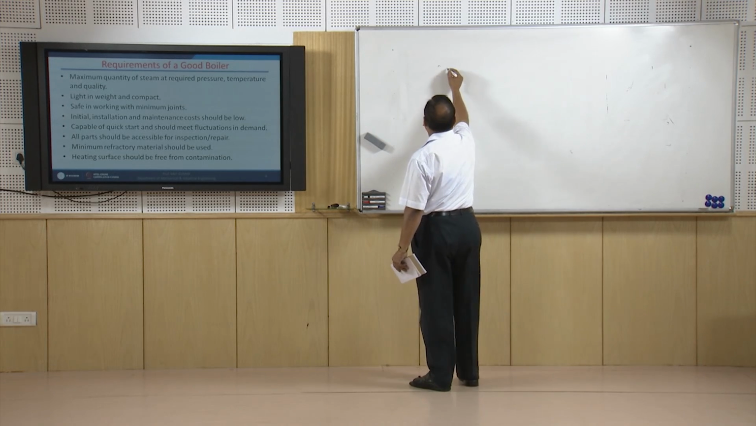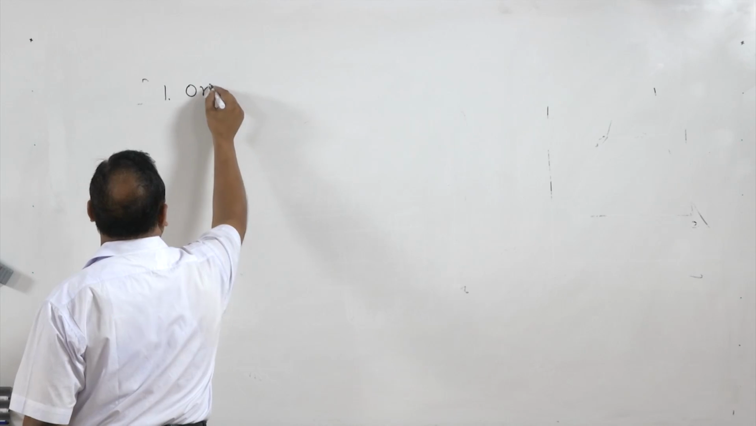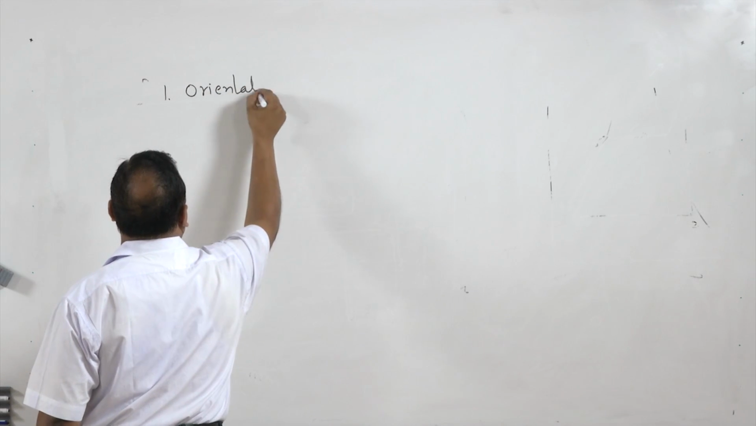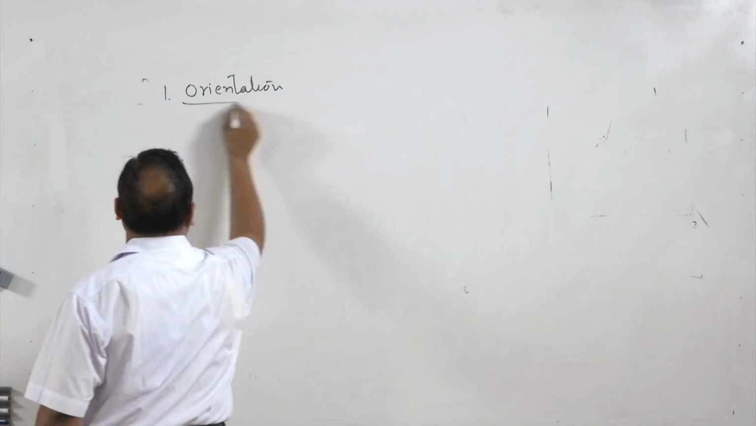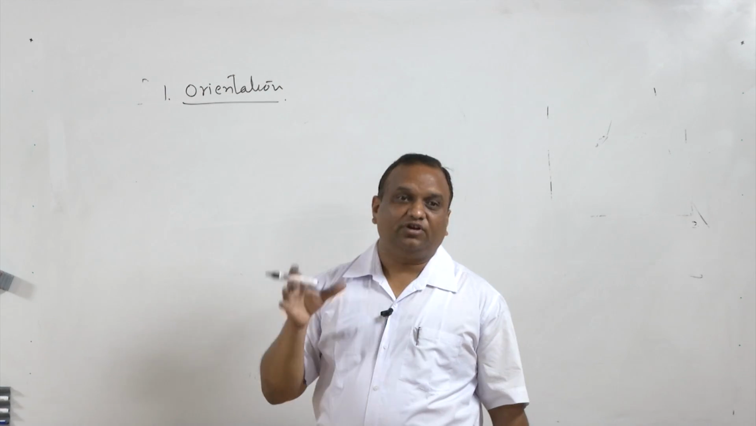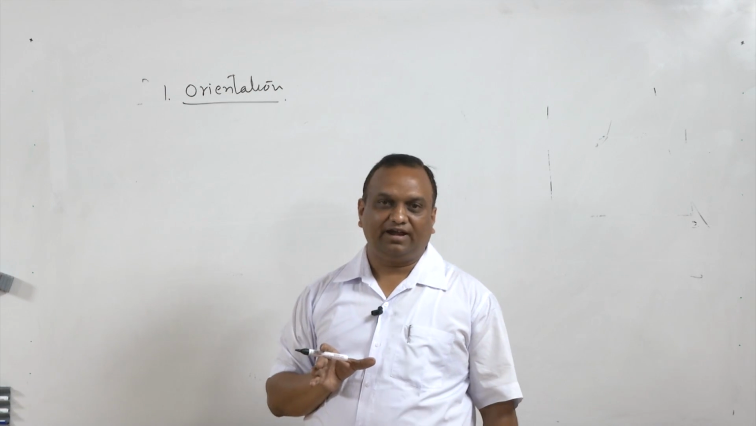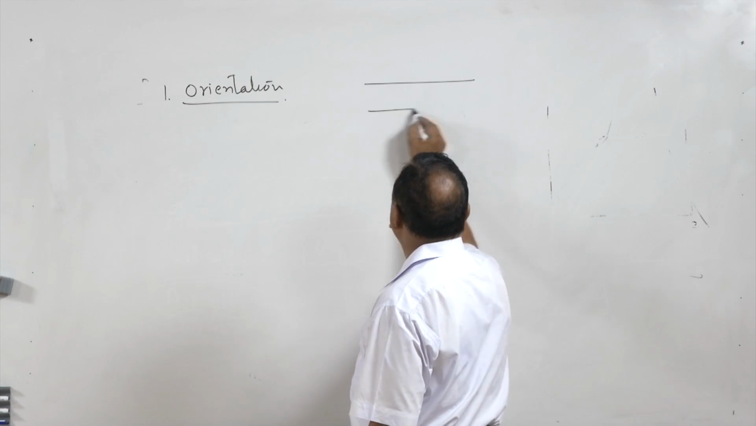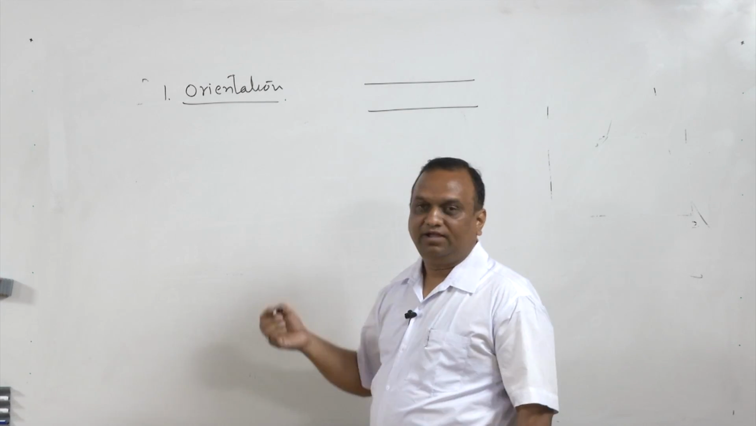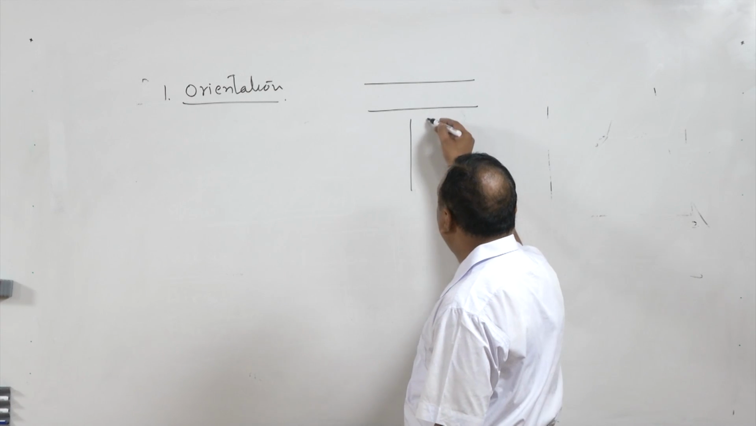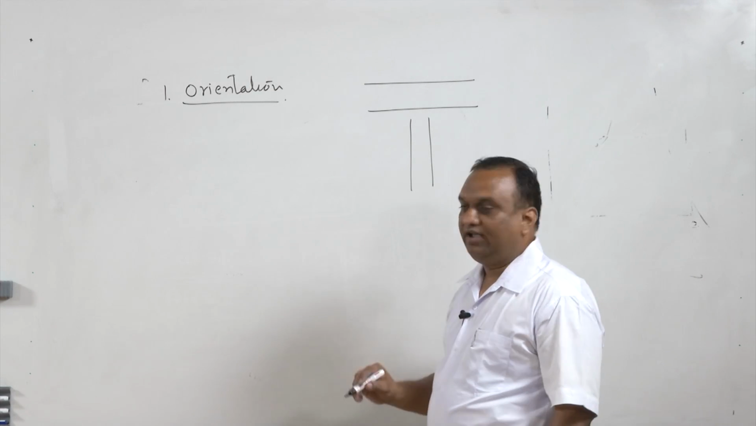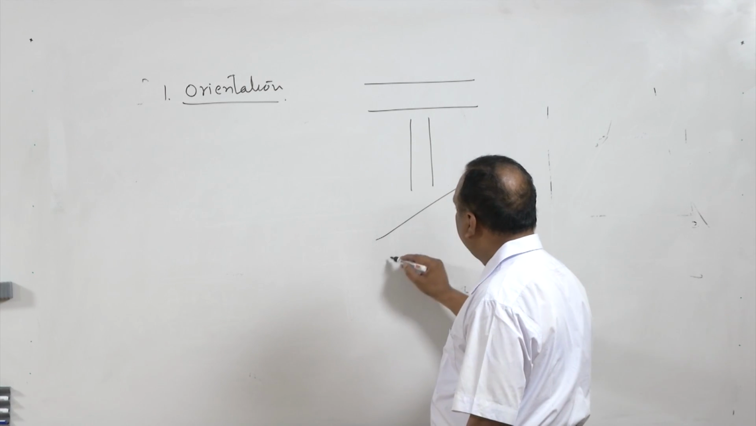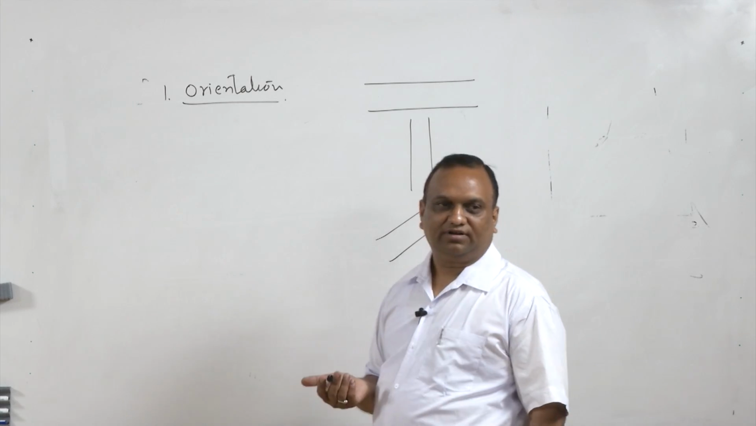First is orientation. Orientation of the vessel of the boiler, right. If the vessel is horizontal, it is a horizontal boiler. If the vessel is vertical, it is a vertical boiler. If the vessel is inclined, it is an inclined boiler, right.